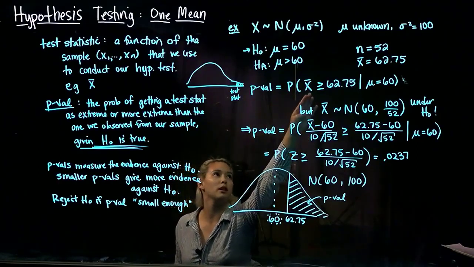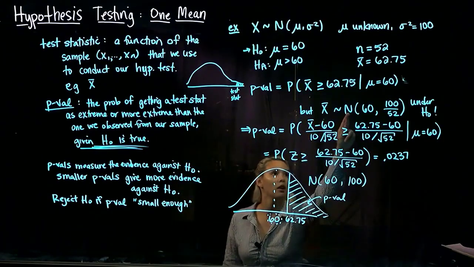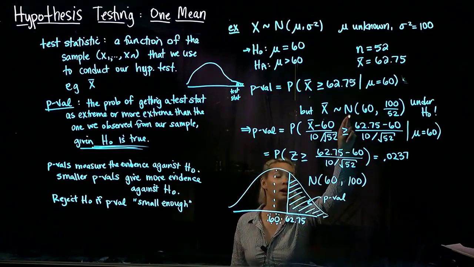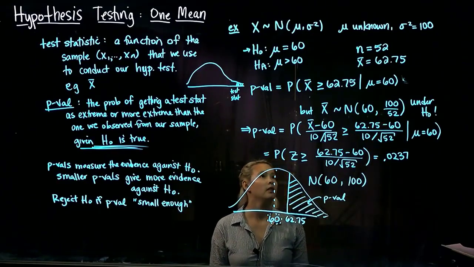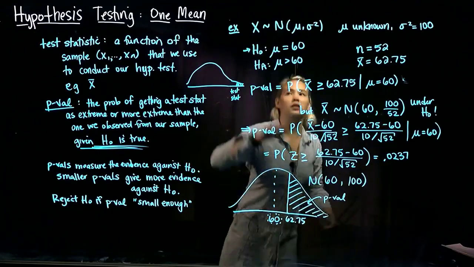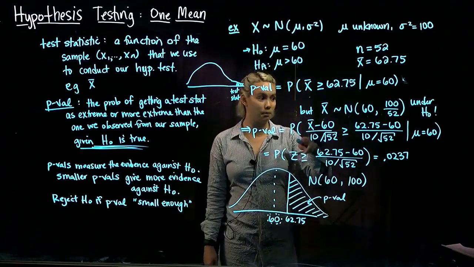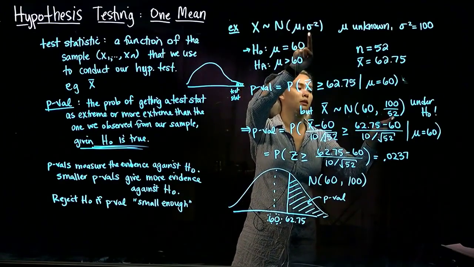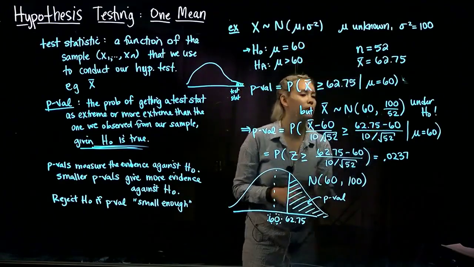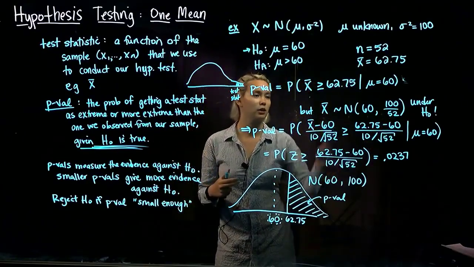Okay, so here's our setup, but we know that x bar has a sampling distribution under the null hypothesis that is a normal distribution with mean 60 and then variance 100 divided by 52. So remember, if our distribution for x had variance sigma squared, then we know that the variability for x bar is going to be sigma squared divided by our sample size. So sigma squared 100 and then sample size of 52. Okay, so we have our sampling distribution for x bar. We can go ahead and use that.